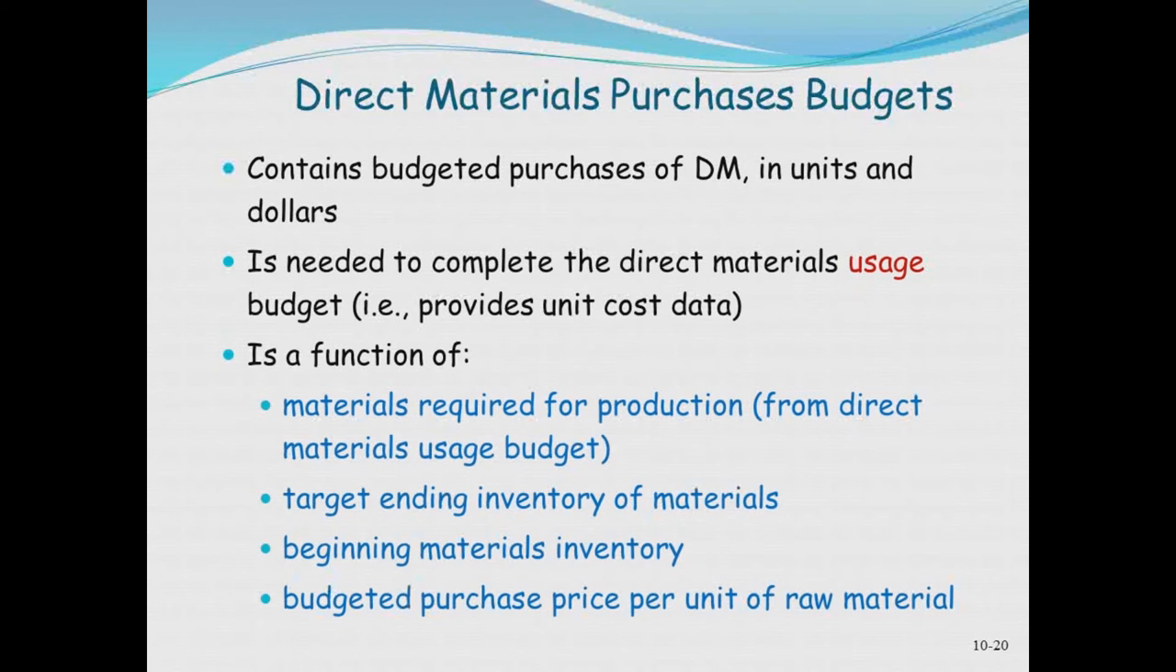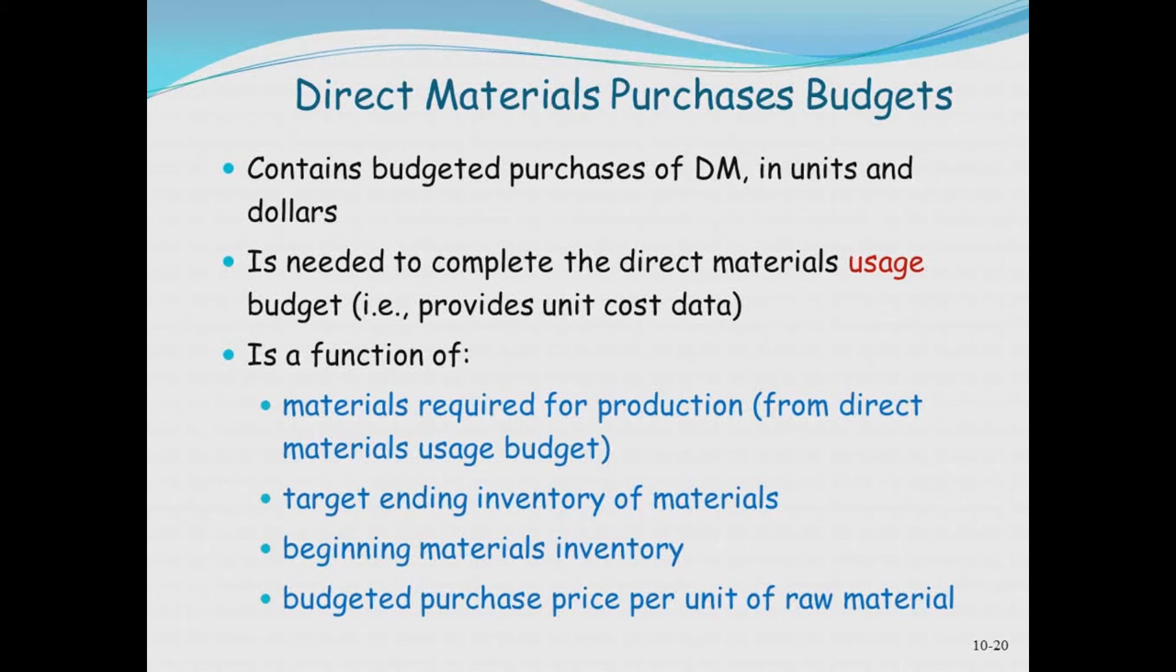So the purchases budget contains the amount you purchased in direct materials, both in units and dollars. You need the purchases budget to figure out the usage budget, because from the purchases you'll know the cost. Until you've actually gone ahead and bought them or planned it, you don't know what your planned cost is going to be.